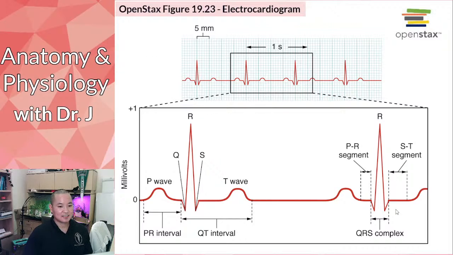And there are also all these segments and intervals, but I think the intervals and segments are useful if you're going into nursing or medicine. For now, I definitely want you to focus on knowing where all the waves are. This is why it's called a QRS complex, because notice that the Q wave, the R wave, and the S wave in a normal heart tend to be bunched closely together, whereas the P wave and T wave are pretty distinct by themselves.